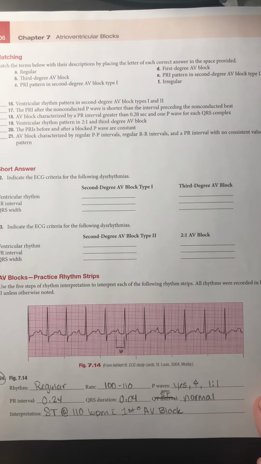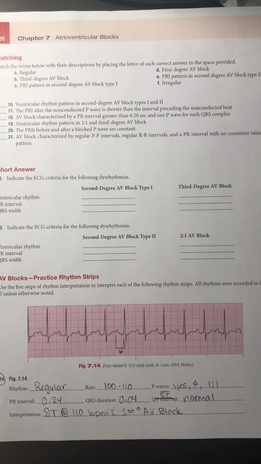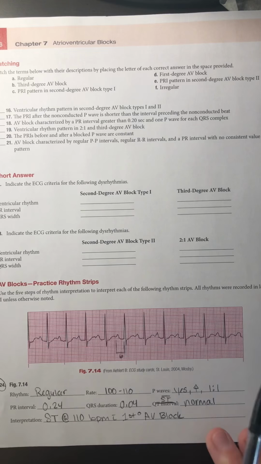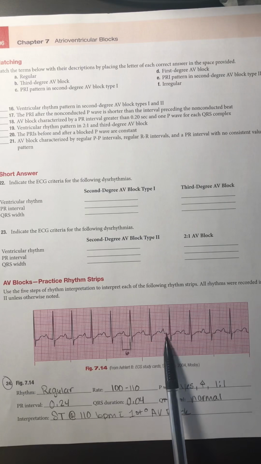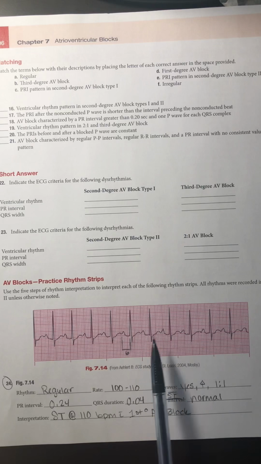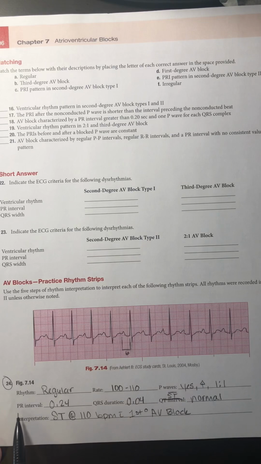So first rhythm we're going to look at, and if you just glance at this right away, it looks like a sinus tachycardia. I do have a regular rhythm. I have P waves for every QRS complex, and I have T waves and I have narrow QRS complexes. And I do have one P wave for every QRS complex, so I have a regular conduction ratio. What separates it out from being a sinus tachycardia is this PR interval.